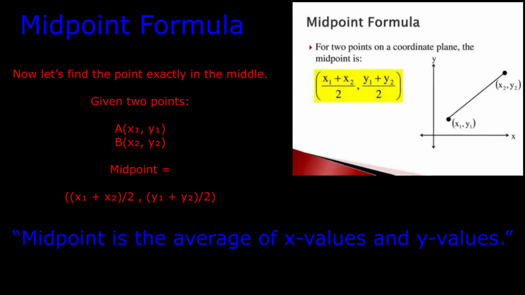Now let's find the point exactly in the middle. Given 2 points A and B, the midpoint is (x1 plus x2) divided by 2, (y1 plus y2) divided by 2. Midpoint is the average of x values and y values.